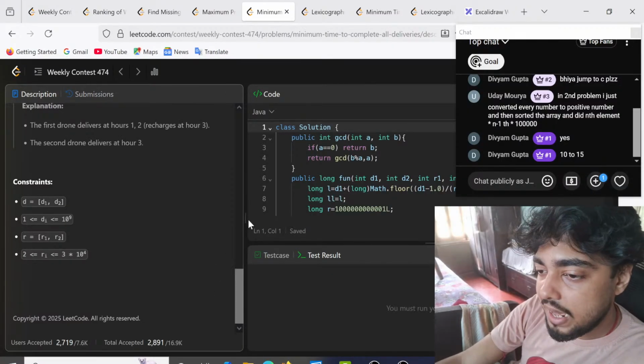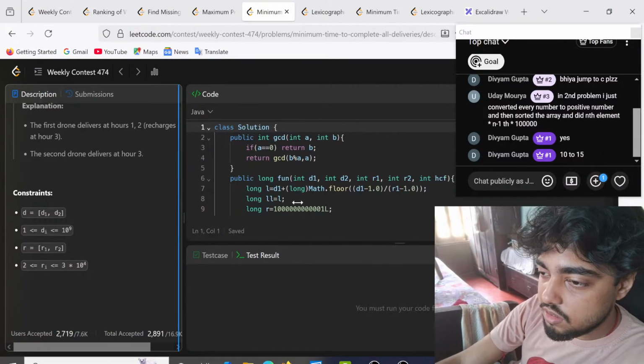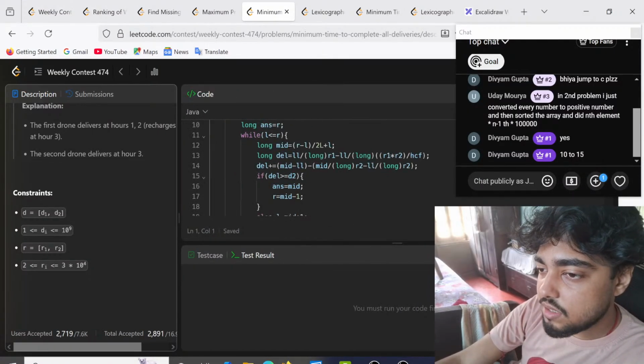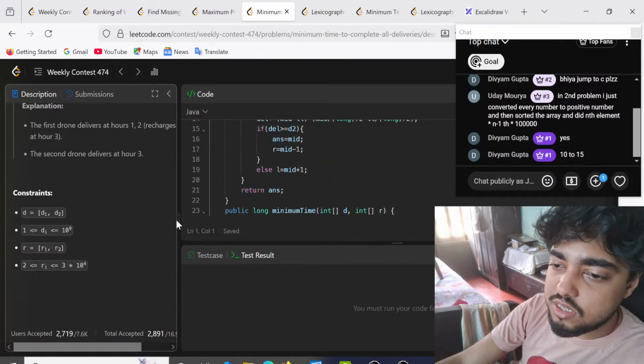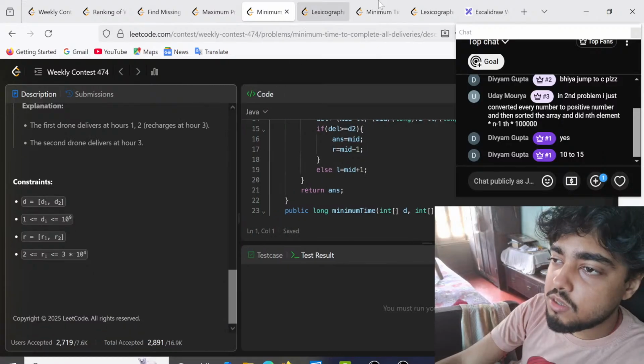My screen lags, so it would look somewhat like this: L less than equal to R. If this condition satisfies, R equal to mid minus 1, answer is equal to mid. So you guys know this. Else, you guys know this too. This won't be much of an issue.